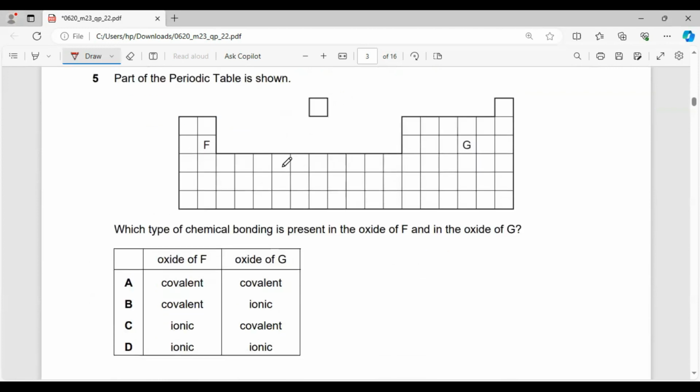Part of the periodic table is shown. Which type of chemical bonding is present in the oxide of F and in the oxide of G? Here we can see that F is present on the left of the periodic table where metals are, and G is present on the right of the periodic table where non-metals are. So, in case of their oxides, metals will form an ionic bond and non-metals will form a covalent bond. So, the correct answer is C.